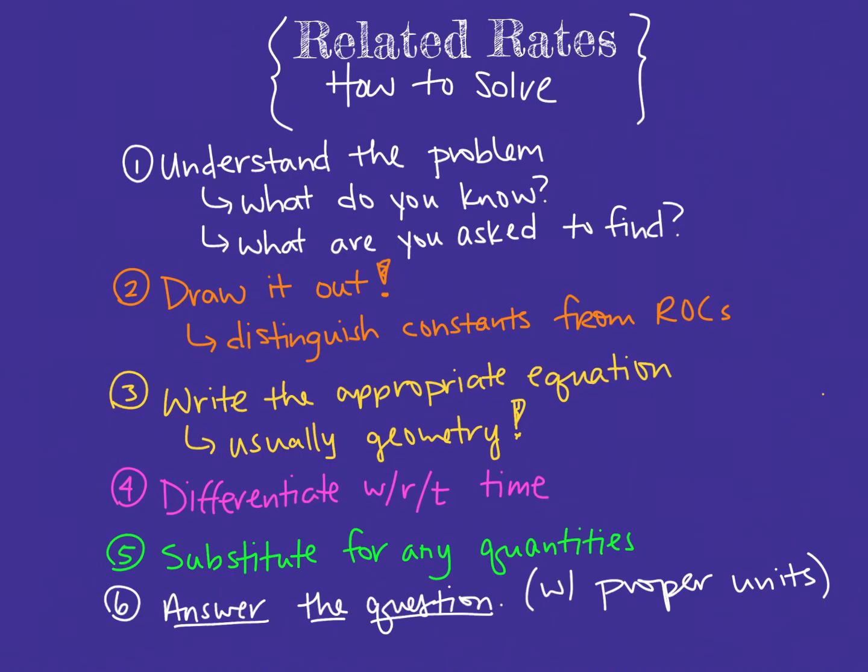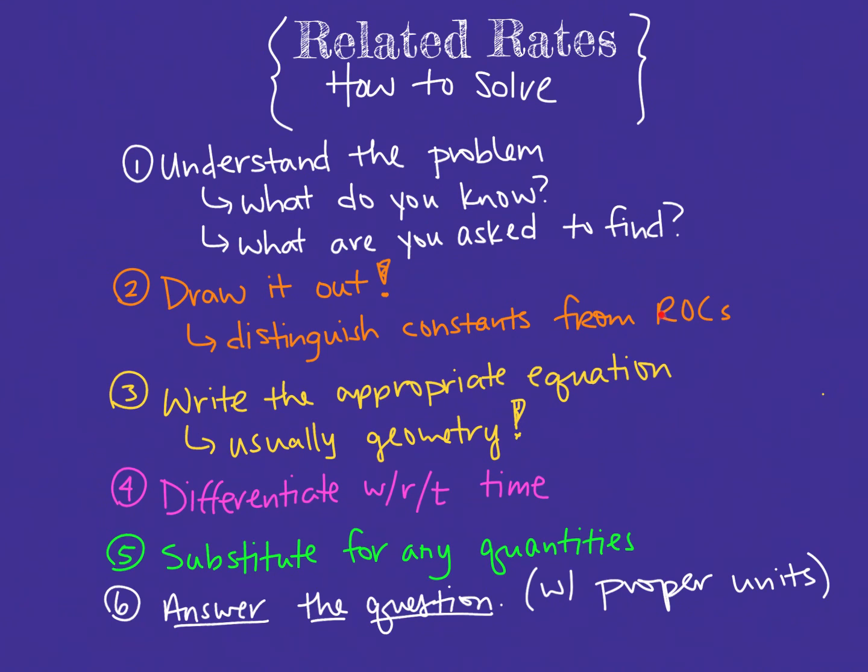We'll end on this screen once more. Really, the most important thing is that you know what you're asked to find and that you draw it out. When in doubt, draw it out. Another important thing is understanding the difference between something that is a constant, that never changes, and something that we're given as a number, but is just a number at that instant. So we have to keep it as a variable until after we've differentiated.